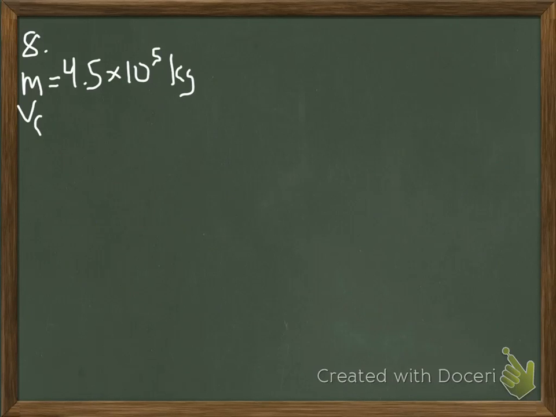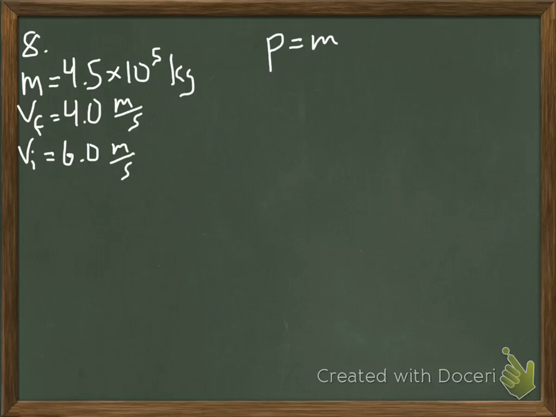We have the mass of a railroad car. We have the final velocity after the collision. We have the initial velocity before the collision. This is a throwback. You've got to remember what momentum is, mass times velocity, so we can just plug in our mass here and our velocity.